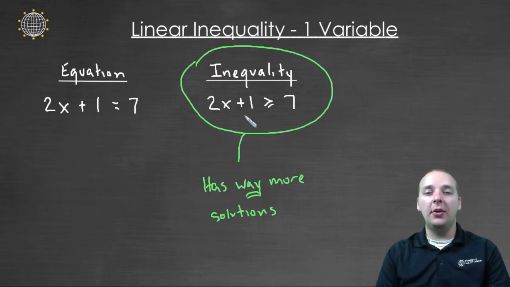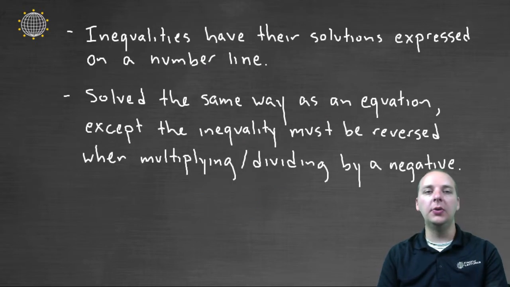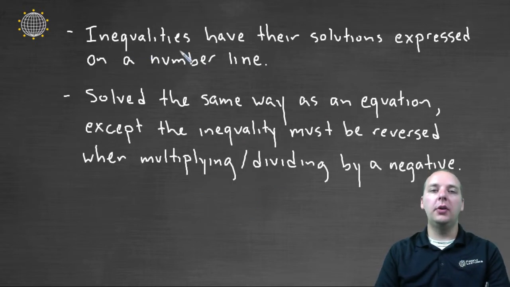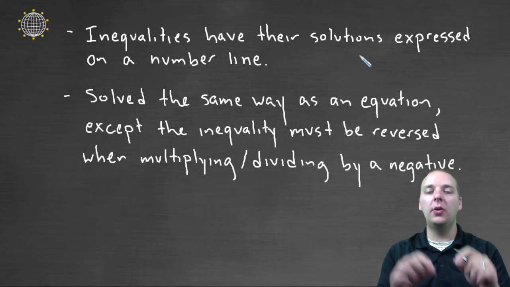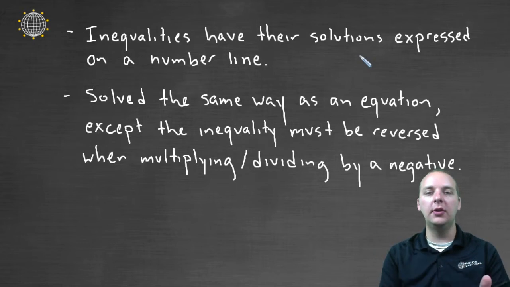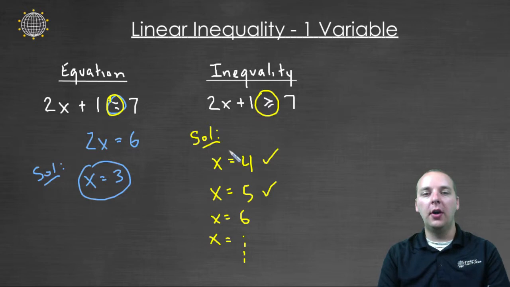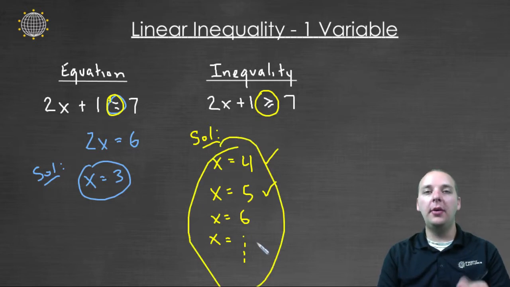So now the natural question is, how do you express that many answers? We can't write them down, that would take too long. So do we have any better way to express a large volume of answers? And the answer is yes, we do. When we have an inequality, we're going to express the solutions on a number line. This is why inequalities are often associated with number lines, because I can draw a picture of where all of these numbers are better than I can write them out by hand.